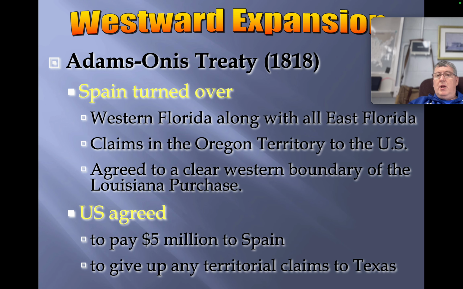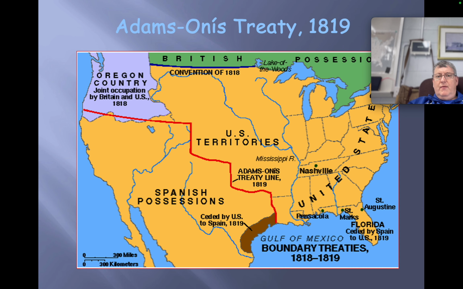And they agreed on a western boundary, the boundary of the Louisiana Territory with Spanish territory. The United States agreed to pay $5 million and gave up some of their territorial claims in Texas, which is going to become a whole bigger deal in the future. That is called the Adams-Onis Treaty, or sometimes just the Treaty of 1818. So that's what it did.